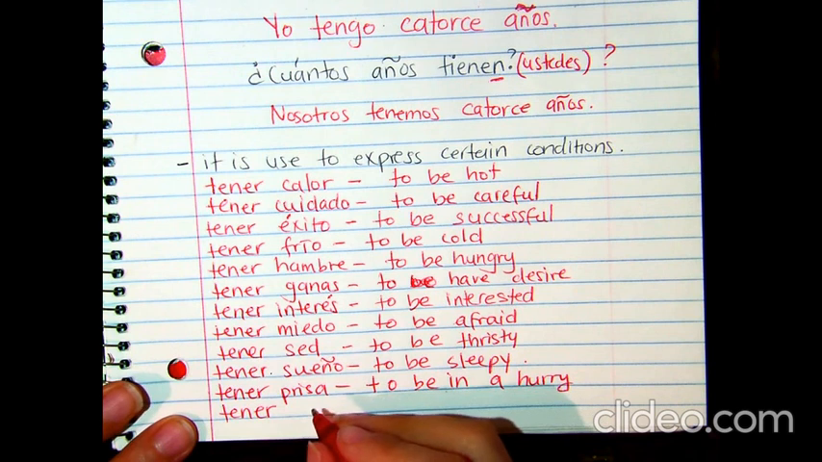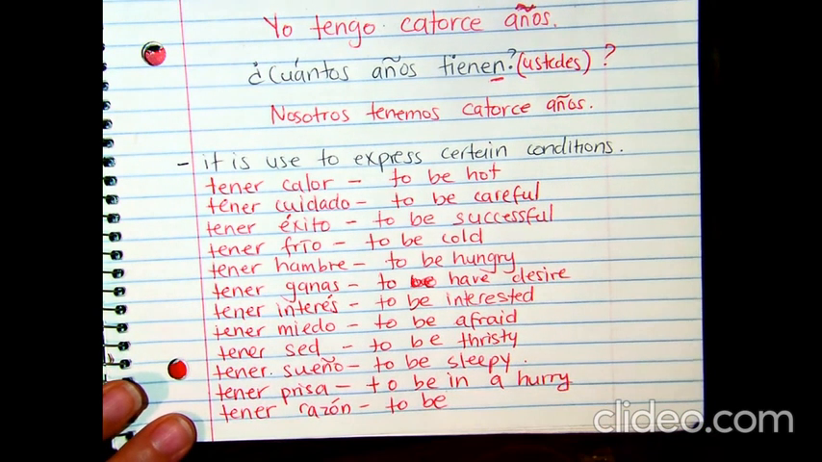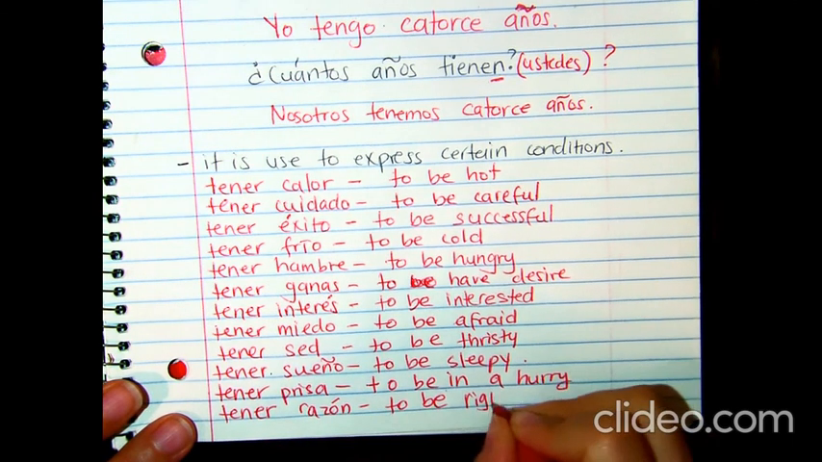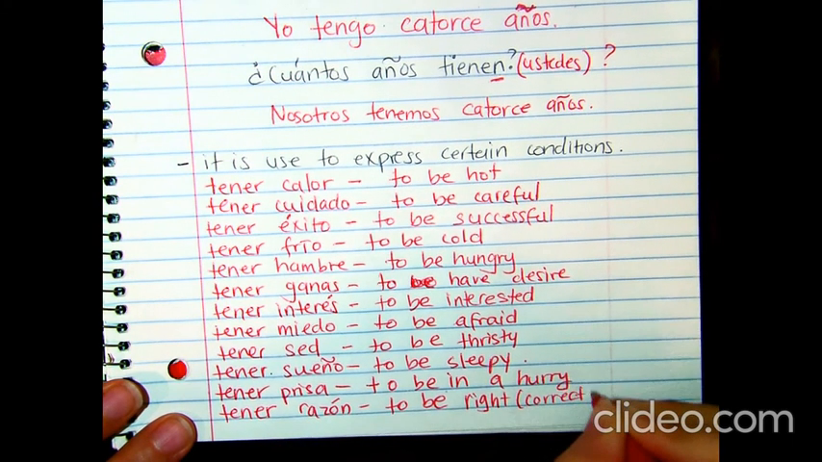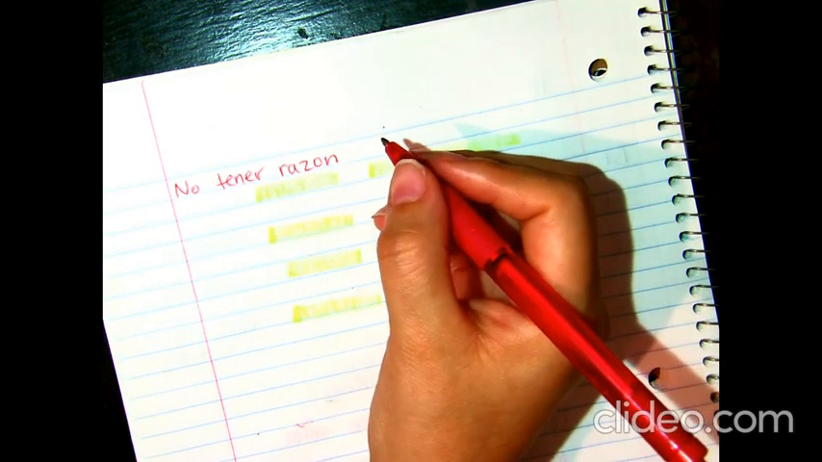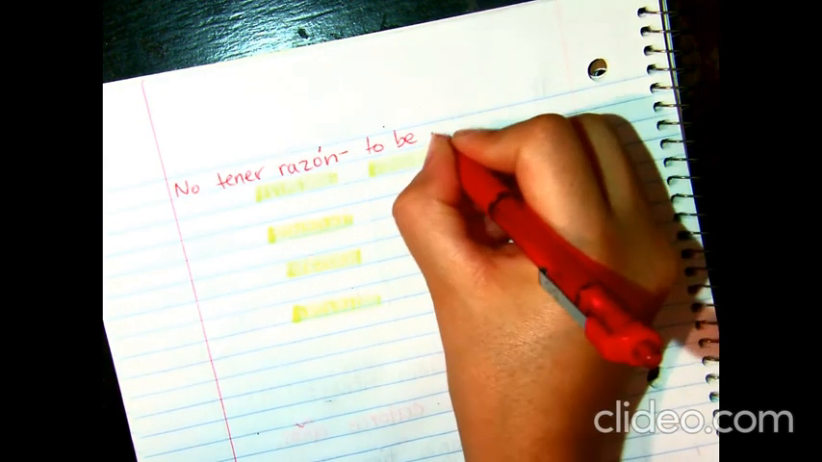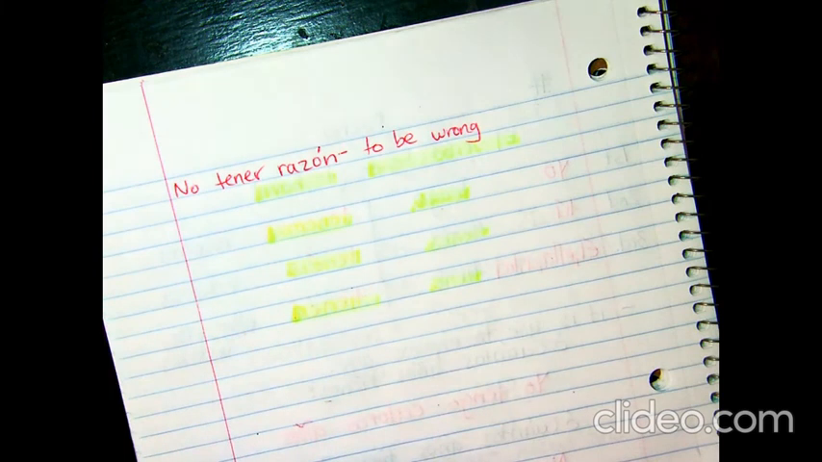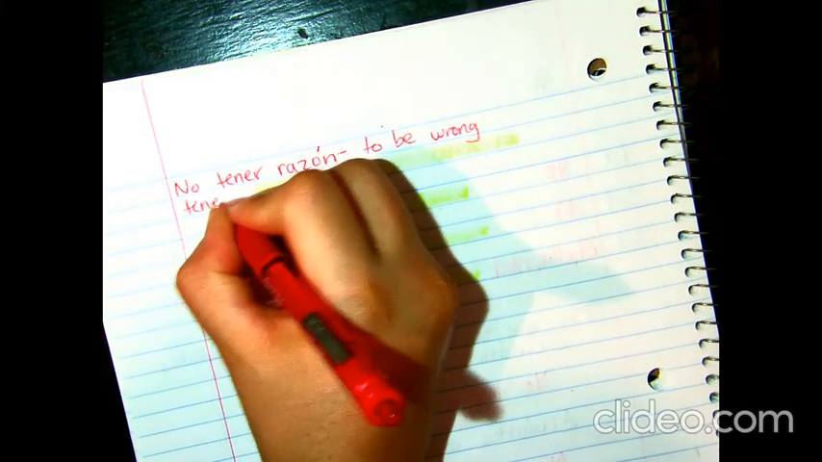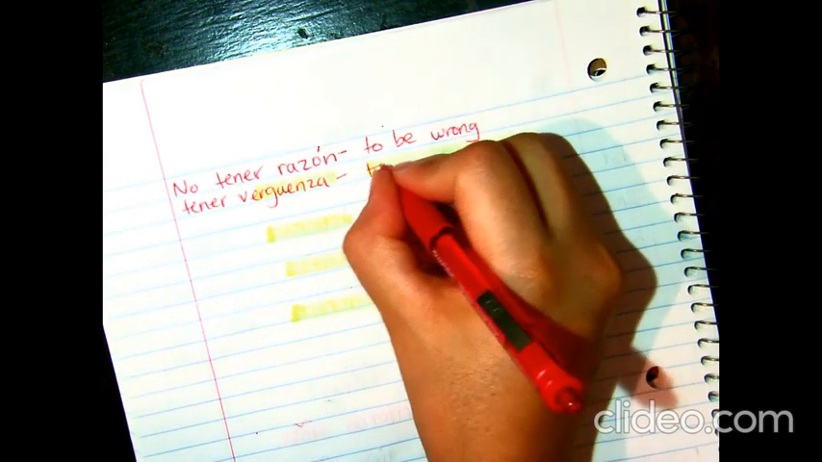Tener razón, to be right, as in to be correct. Two more. No tener razón, to be wrong. Okay? And then tener vergüenza, to be embarrassed.